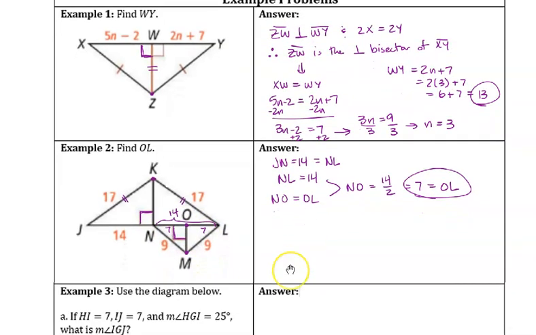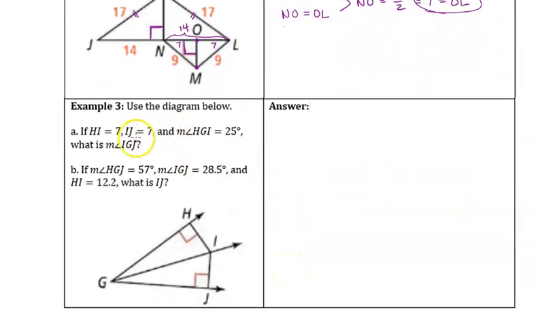Now in the last example we're going to be looking at, we have this diagram, and it's a two-part example. It says, first of all, part A, if HI is 7, IJ is 7, and angle HGI is 25 degrees, what is angle JGI going to be? Well, why are they telling me that these two things are 7? I notice that those two segments, IH and IJ, are both perpendicular to the sides of angle HGJ. IH is perpendicular to ray GH, IJ is perpendicular to ray GJ, and they are the same length.